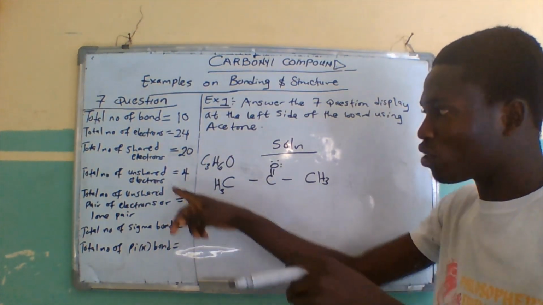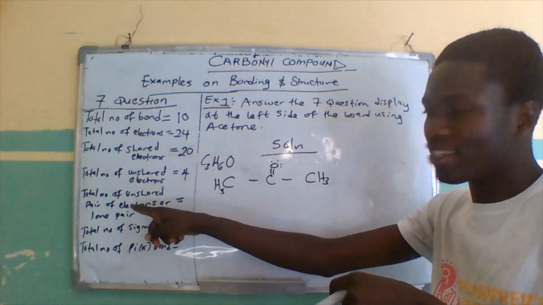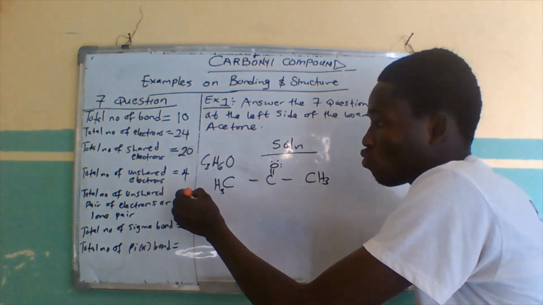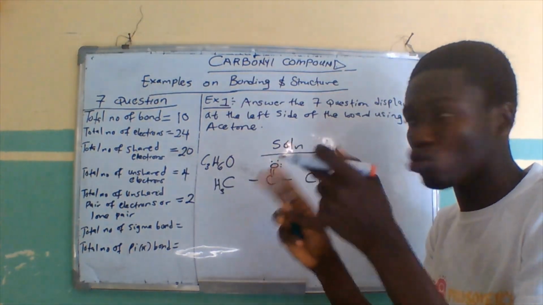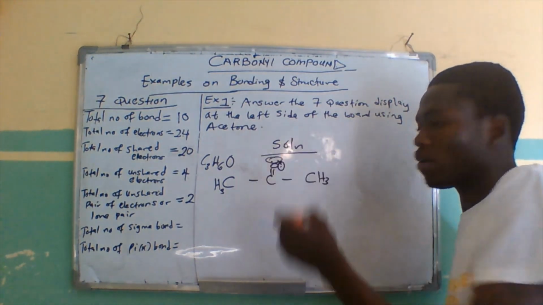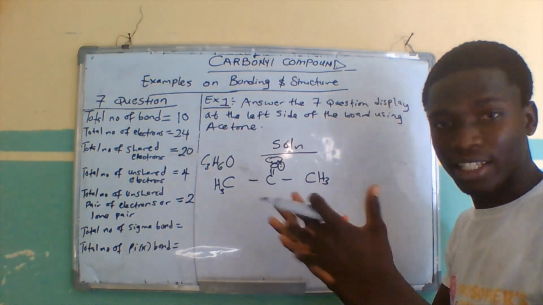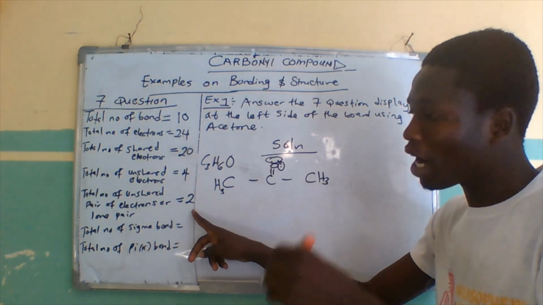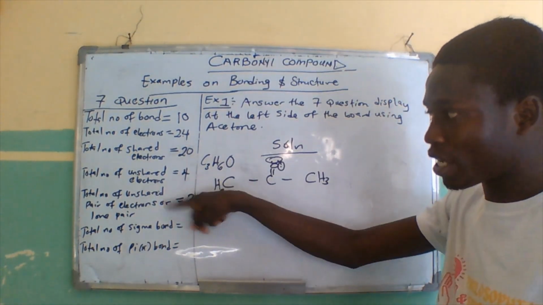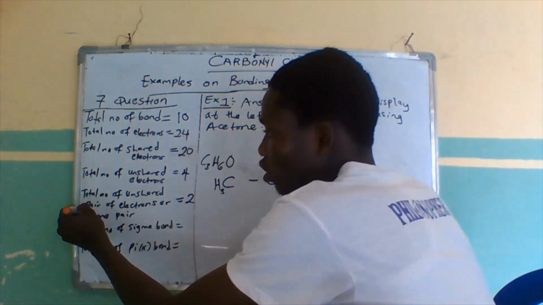Now, total number of unshared pairs. They want you to rewrite this one in pairs. Count it in pairs. So if you count 4 in pairs, that means divide 4 by 2, that's 2. Pair means 2. Count it in 2s: there is 1 pair, there's another pair, so 2. So count it in pairs. That's 2 pairs of unshared electrons. It's just another form of writing this one, but in pairs. Take note of it.